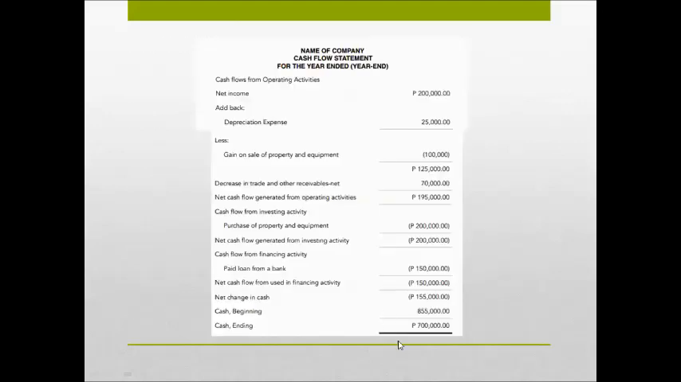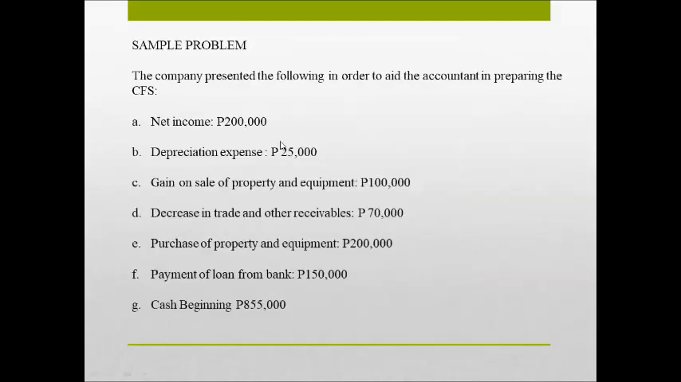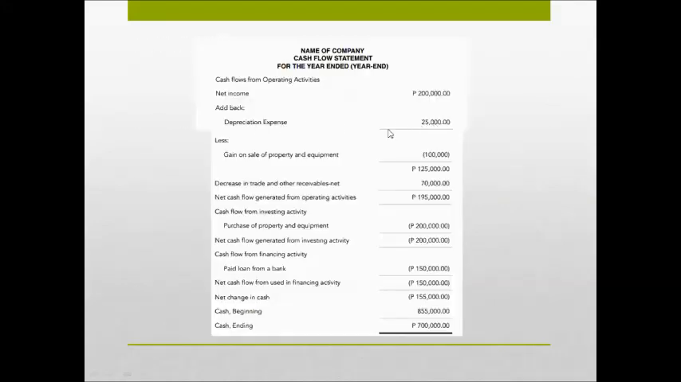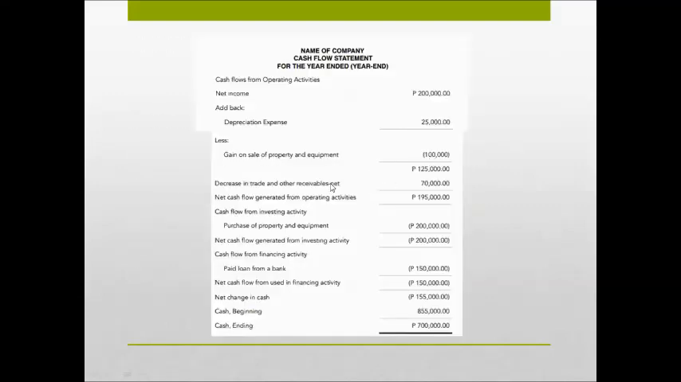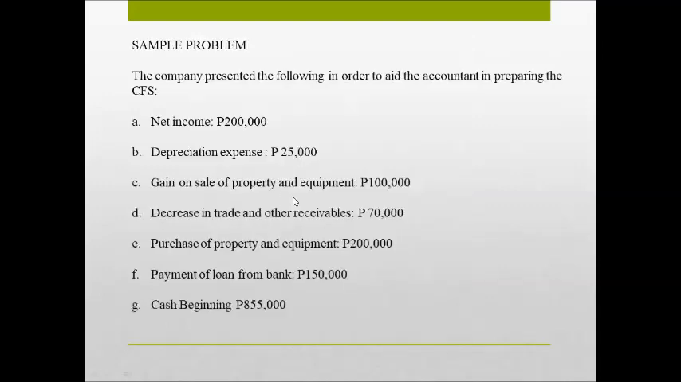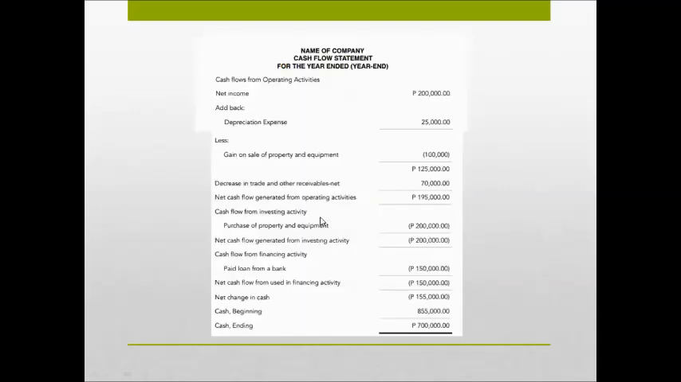It will be 700,000. Why? So, let's get them one by one. Again, for the cash flow, since we are using indirect, we will first put the net income, and then we will add the depreciation, and then we will deduct the gain on sale. As I said earlier, if it is a loss on sale, add it, but since the given is a gain on sale, it should be deducted. And then the decrease in trade receivables.